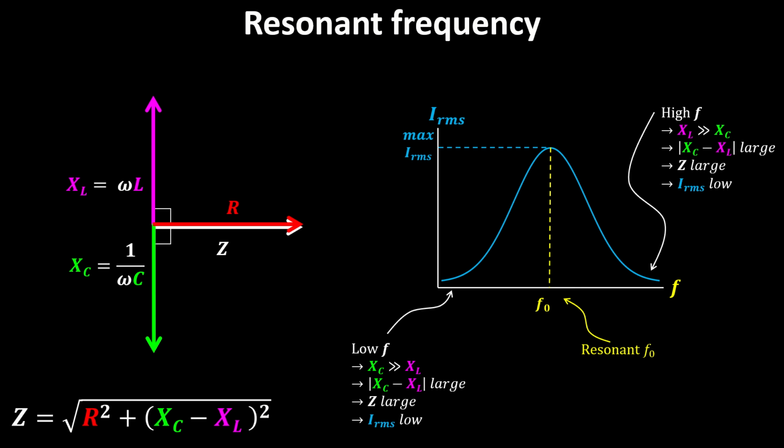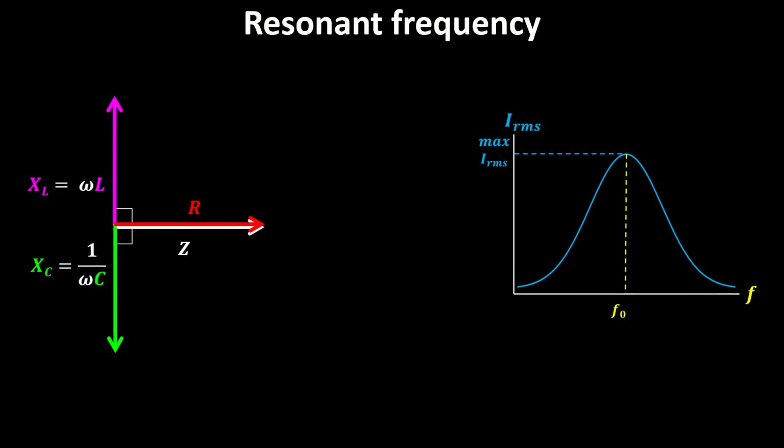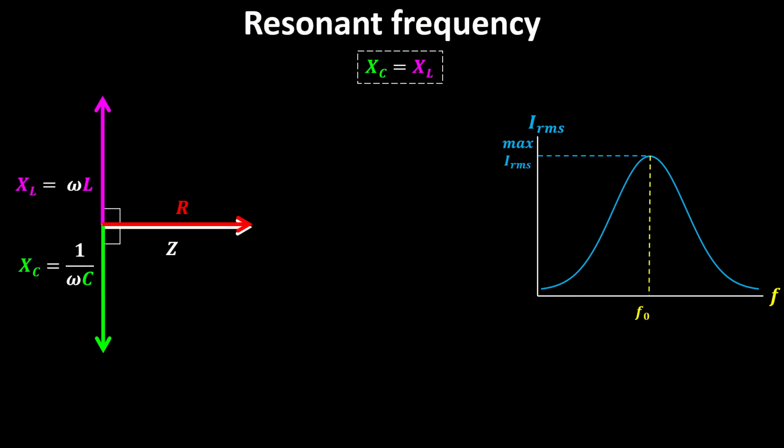But at that resonant frequency in the middle, you get the point where the capacitive and the inductive reactances are equal. That's the important condition. Okay, that means the difference between them is zero. It means you get the minimum impedance, which is equal to the resistance of the circuit, and you get the maximum RMS current, which in this case will just be equal to the supply voltage divided by resistance. Now we can actually use that condition, XC being equal to XL, to calculate what the value of the resonant frequency would actually be.